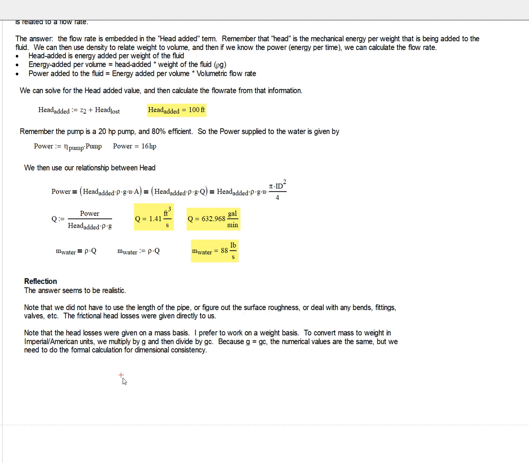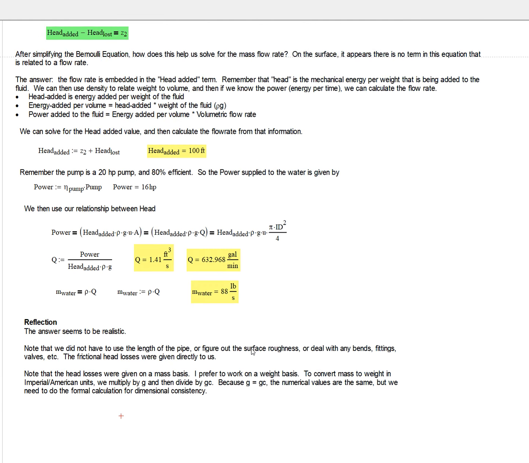Think about our answer. Does the answer seem realistic? Yeah, I think it does. It's kind of hard to visualize some of these flow rates because we're not used to really thinking in terms of volumetric flow rate that much. Notice that we did not need anything, like I said, about the pipe configuration, valves, or anything like that. The head losses were given to us on a mass basis, and because I like doing my Bernoulli equation calculations on a weight basis, I think it's easier to do that.